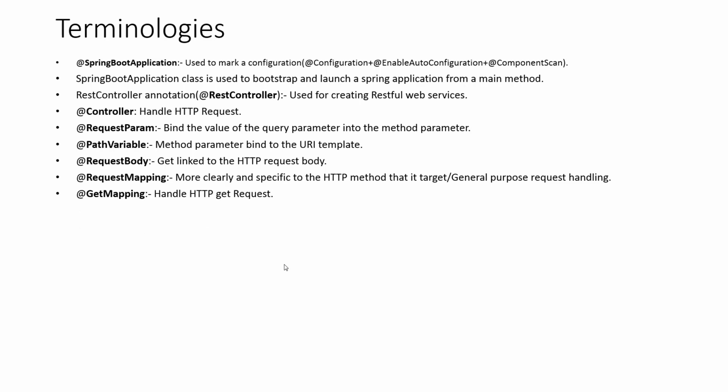Now the next annotation is get mapping. Get mapping targets only get requests. It handles the HTTP get request, so you can't perform a delete request with get mapping. It only targets a particular request, while request mapping can target any of the four. Maybe you want to use post or you want to use put, but get mapping only targets a get request.